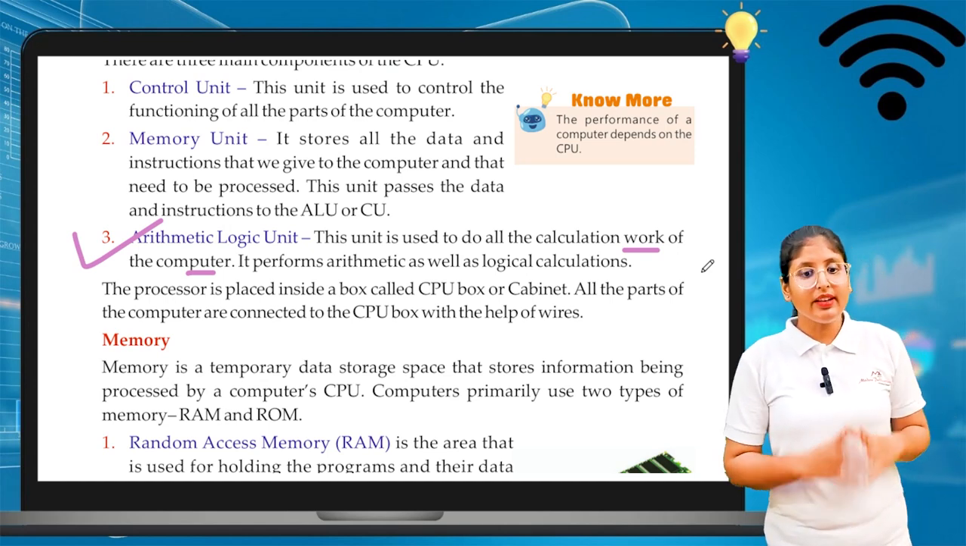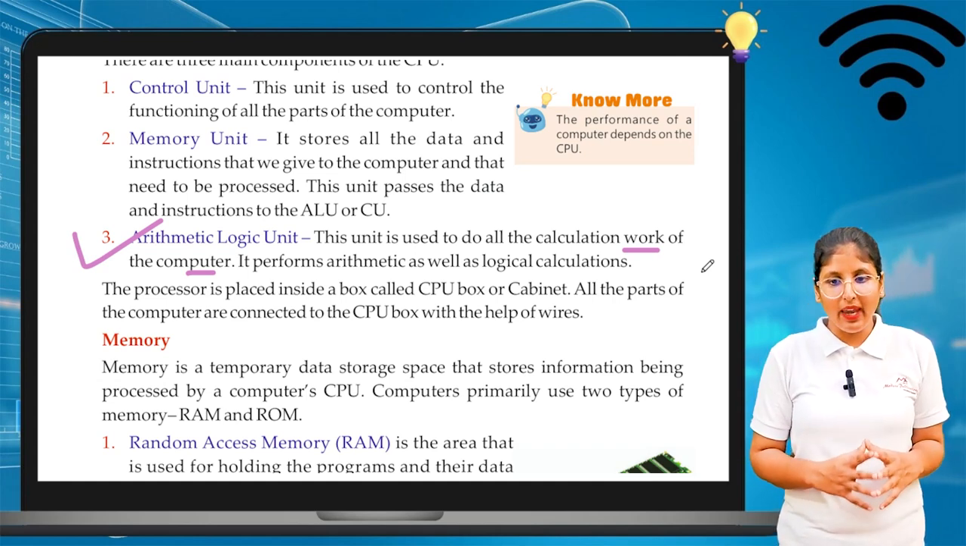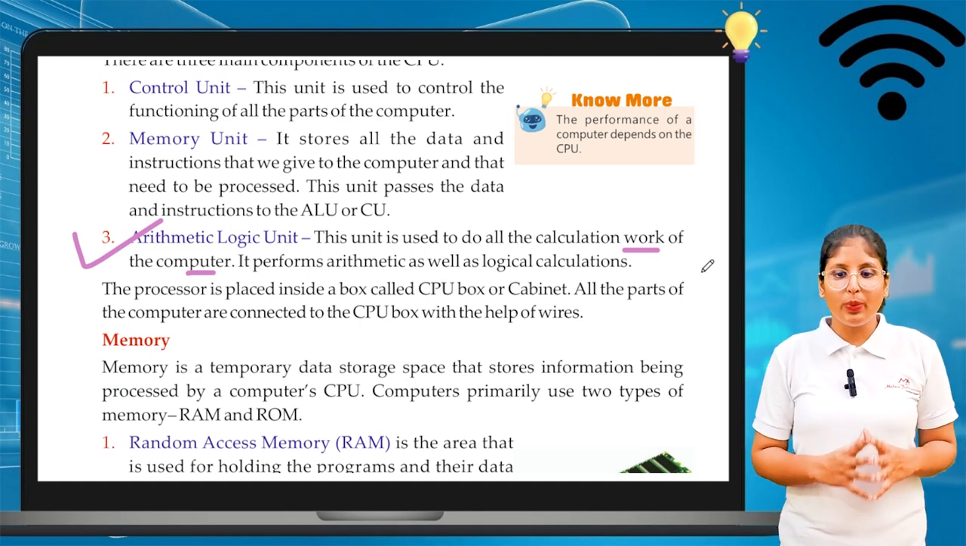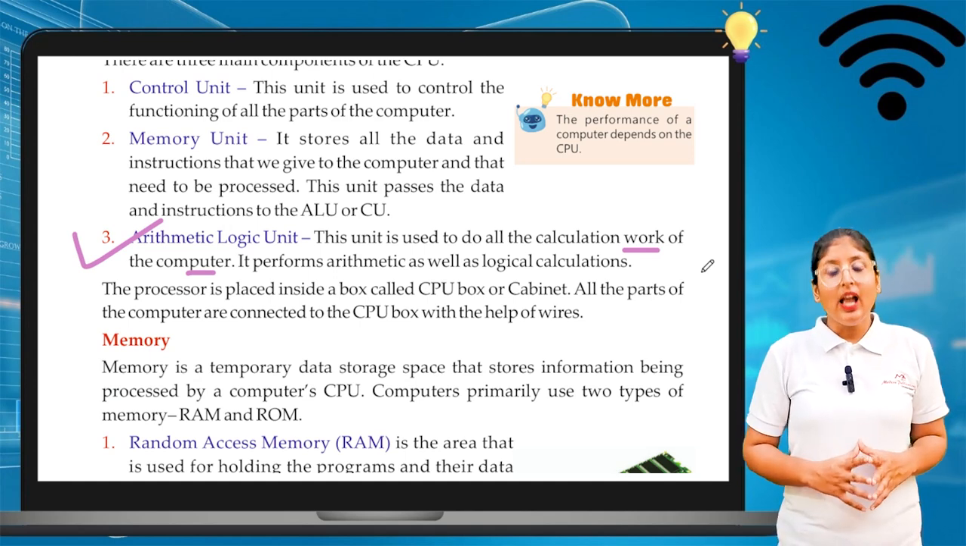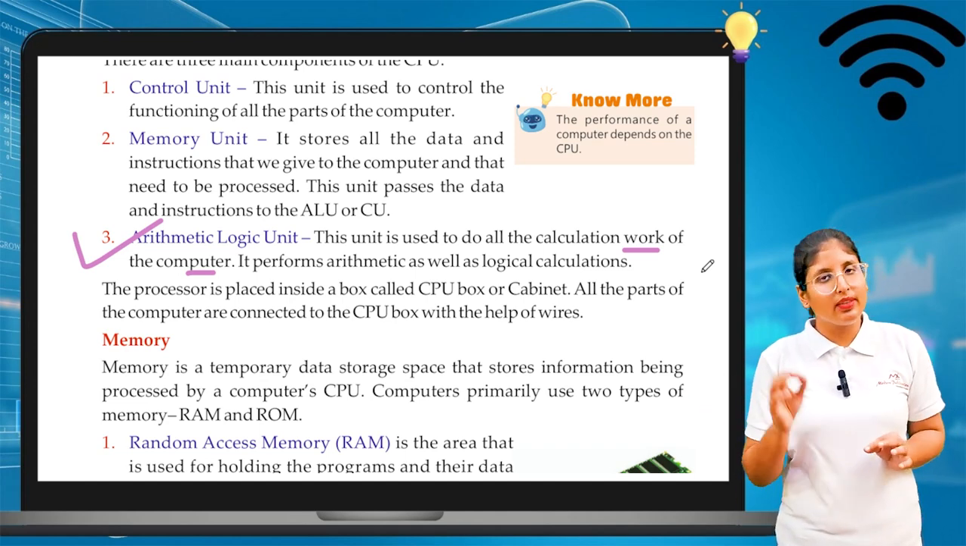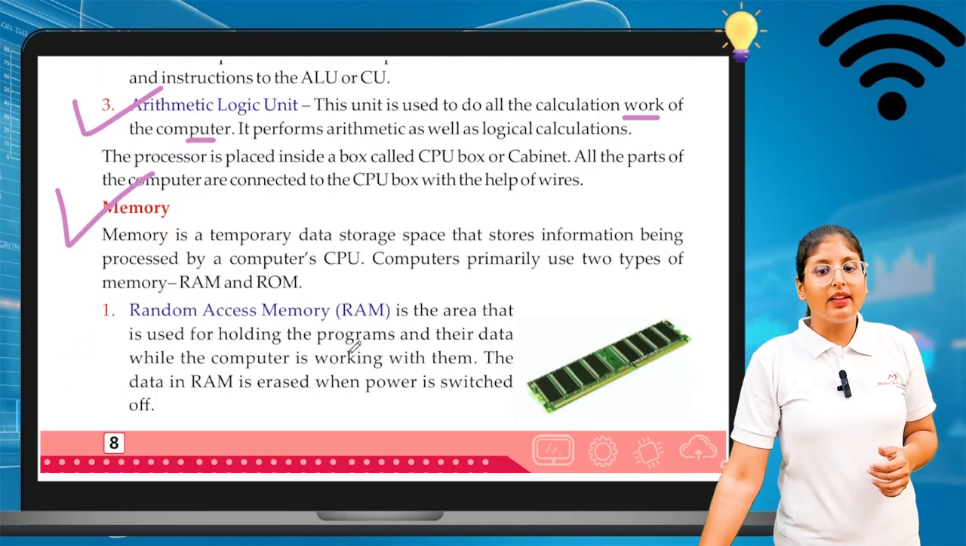So the processor is placed inside a box called CPU box or cabinet. All the parts of the computer are connected to the CPU box with the help of wires. Now we will see what memory there is in the computer.